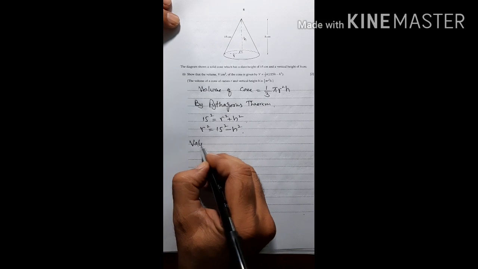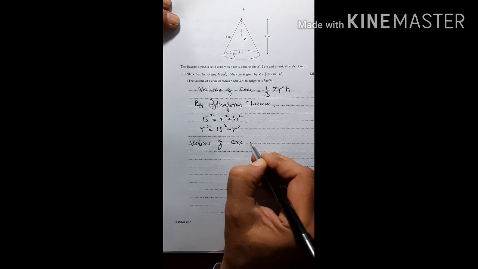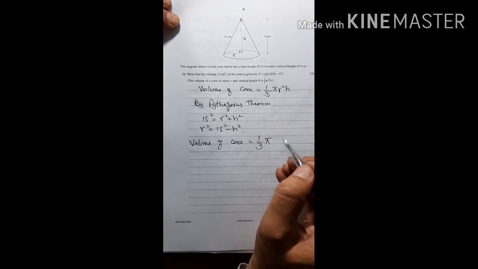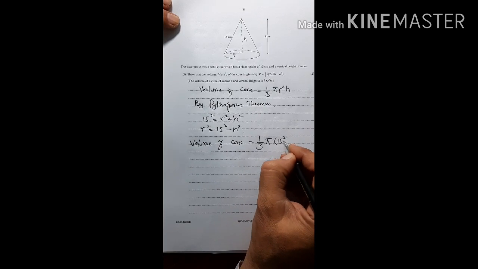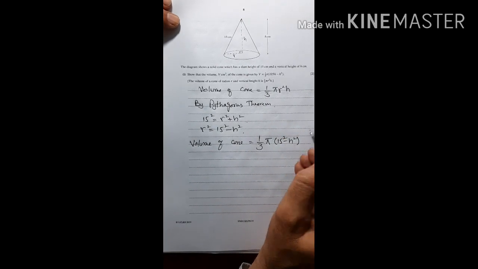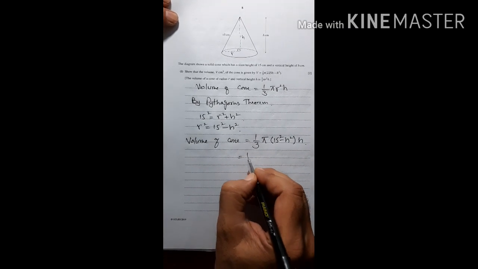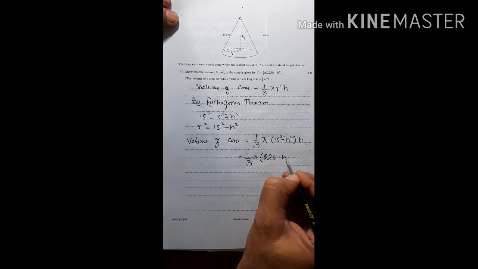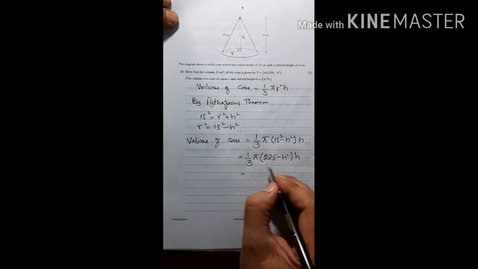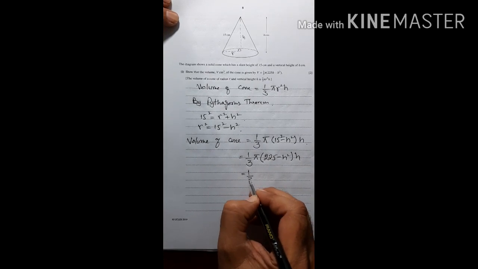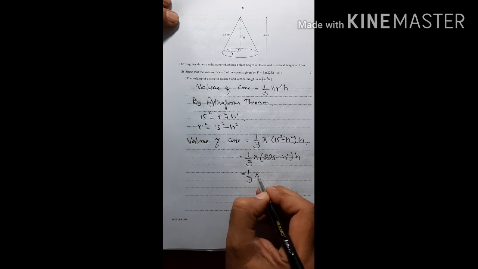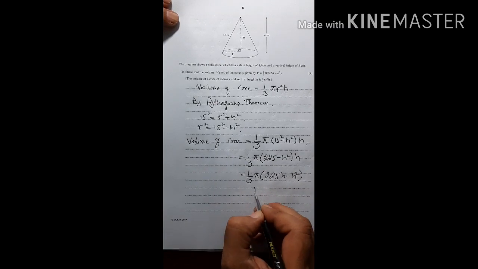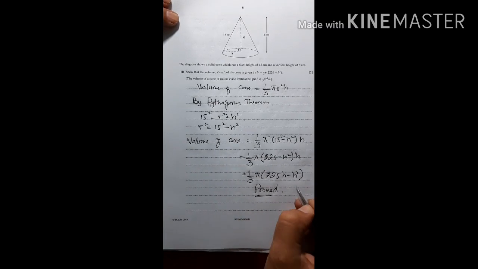So I'll put this r square in this formula. Therefore, volume of cone is equal to 1 over 3 pi, I'll put value of r square, it will be 15 square minus h square into h. So 1 over 3 pi, 15 square is 225, minus h square, into h. So multiply h by h inside, it will become 1 over 3 pi (225h minus h cube). So it is proved. This is our answer.